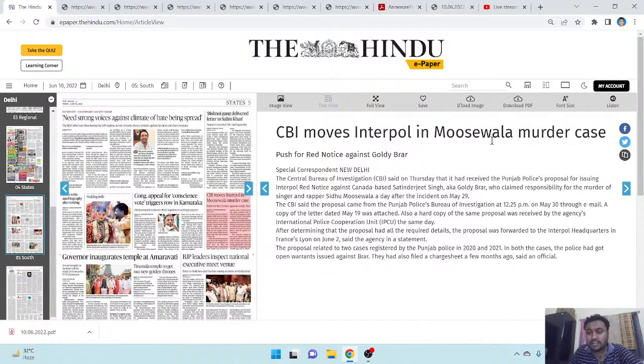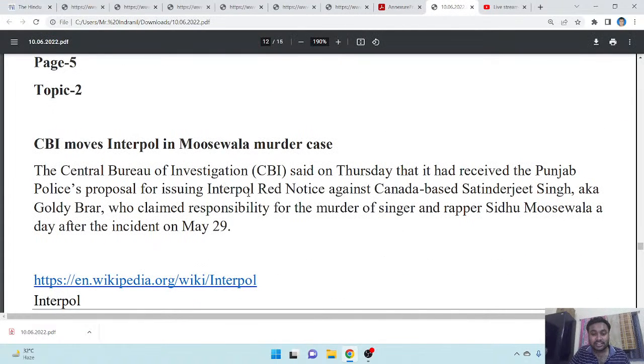CBI moves Interpol in the Moose Wala murder case. Recently a popular Punjabi singer and rapper, Sidhu Moose Wala, was killed by some terrorists, and a person called Goldie Brar, who is currently in Canada, took responsibility for the murder. He is currently a resident of Canada. So to arrest him, CBI moves Interpol, for the arrest of Satinderjit Singh, also known as Goldie Brar. Okay, this is the news.